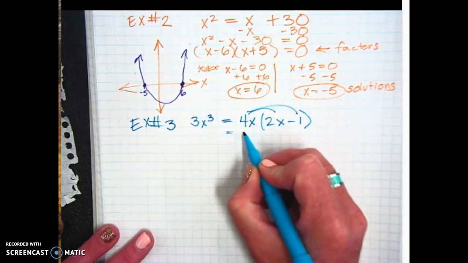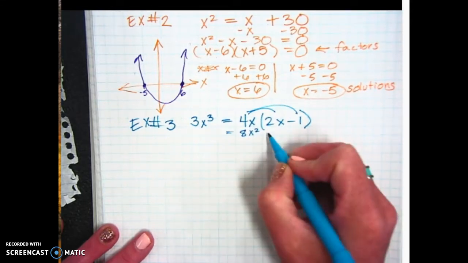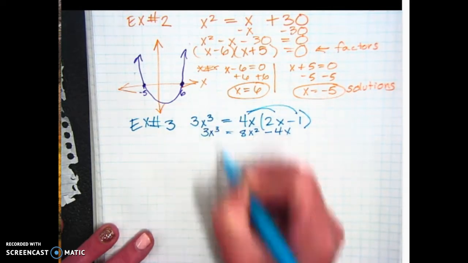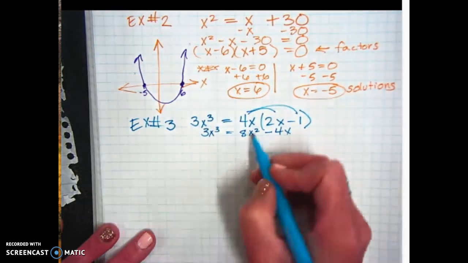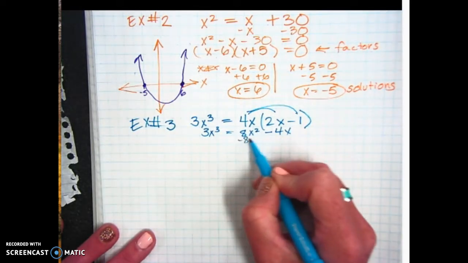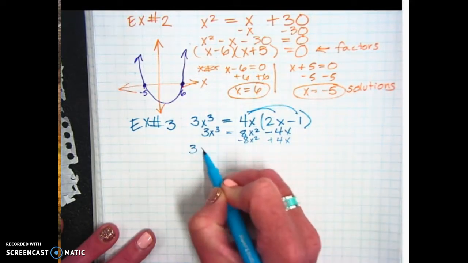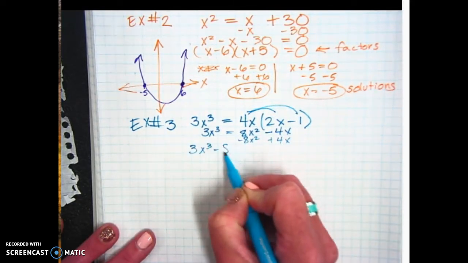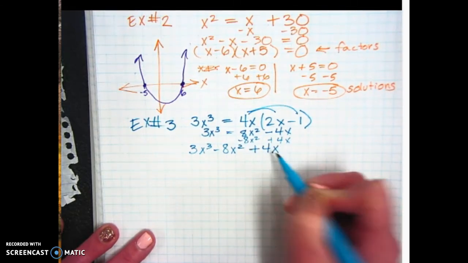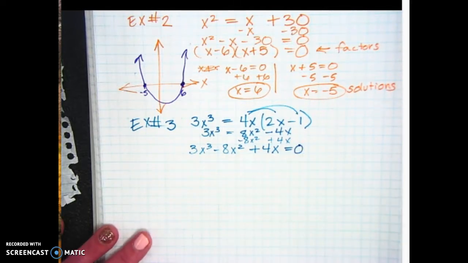4x times 2x is 8x squared. 4x times negative 1 is negative 4x. And to set this equal to 0, since the largest exponent is on the left, let's subtract the 8x squared and add the 4x. That's going to get us 3x cubed minus 8x squared plus 4x. Now it's set equal to 0.